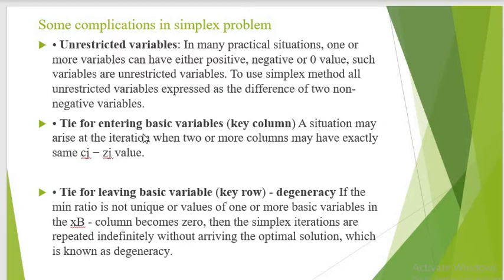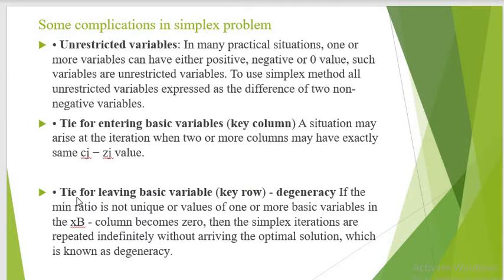Second complication is tie for entering basic variable. A situation may arise at an iteration when two or more columns have exactly the same Cj minus Zj value. In such a situation, we can choose the column arbitrarily, or if the tie is between a decision variable and a slack variable, choose the decision variable.